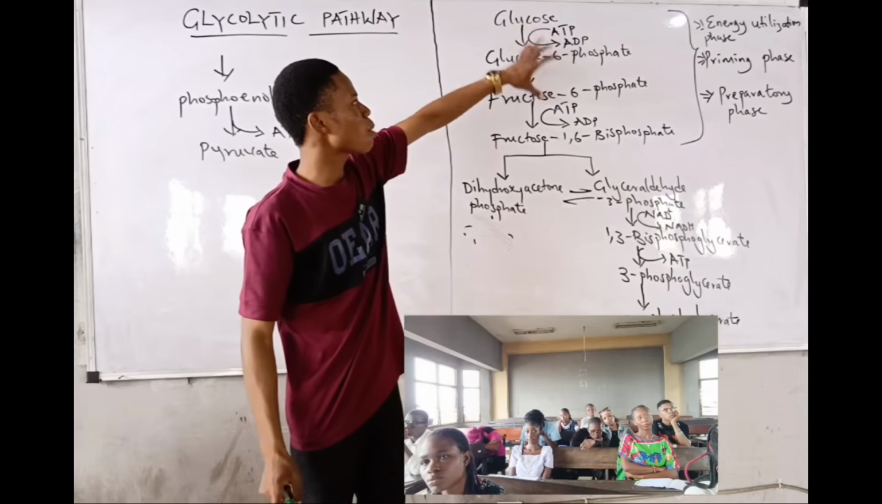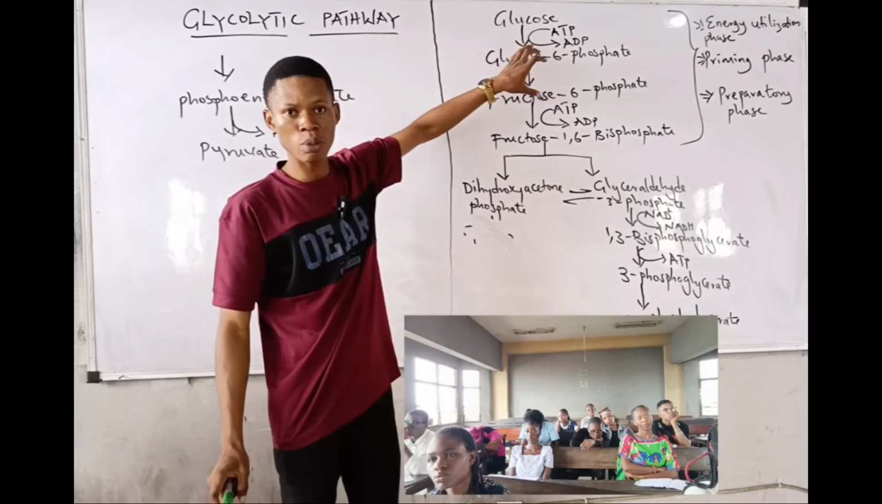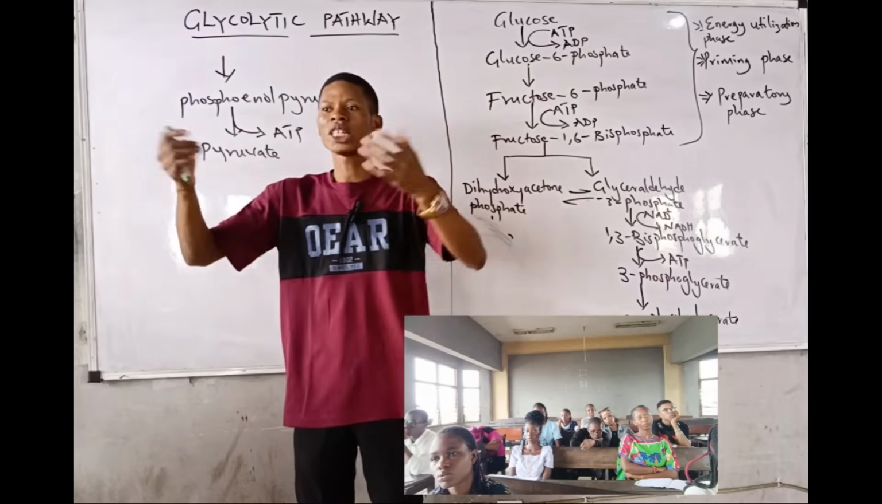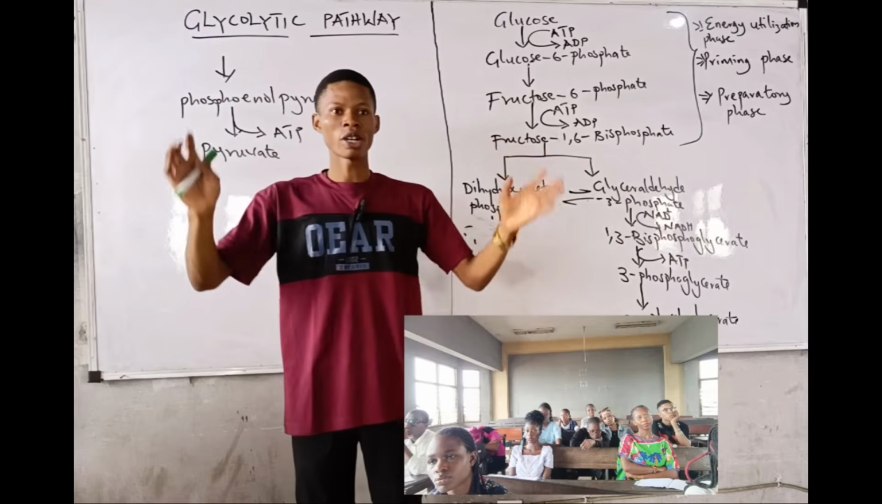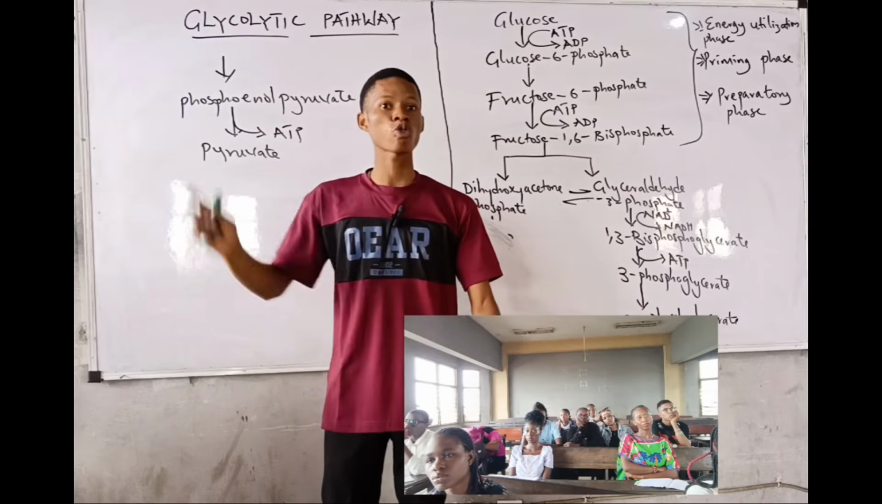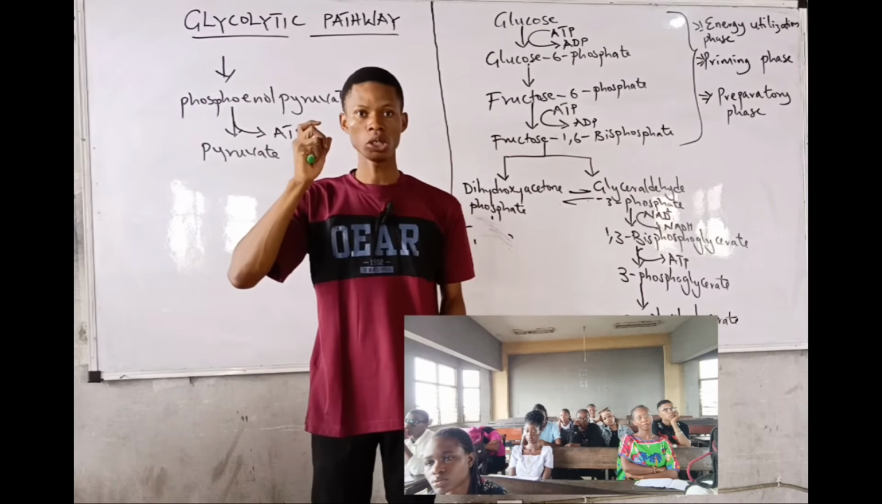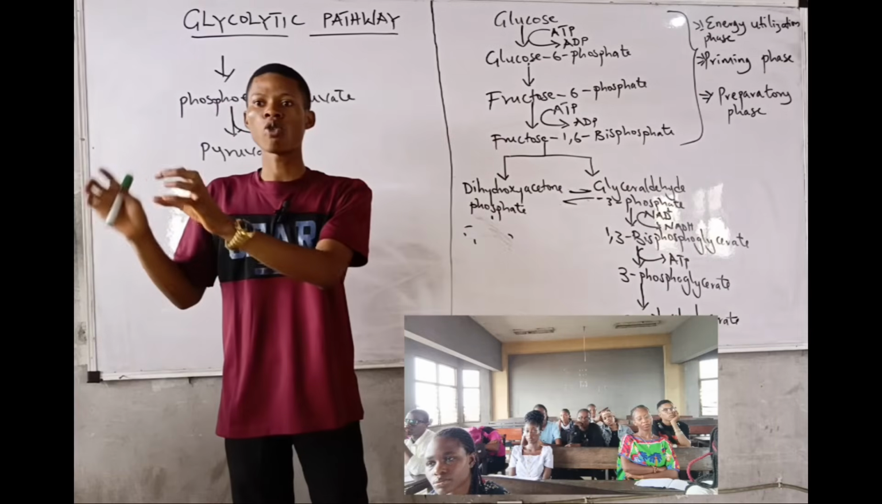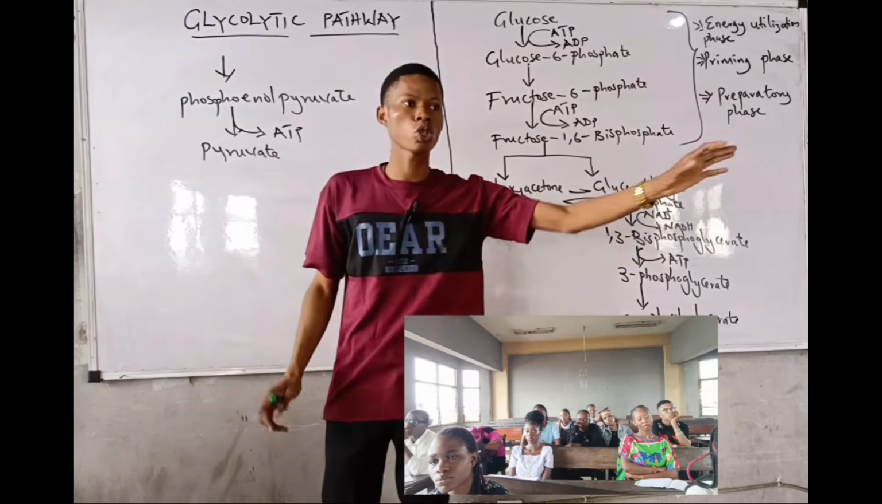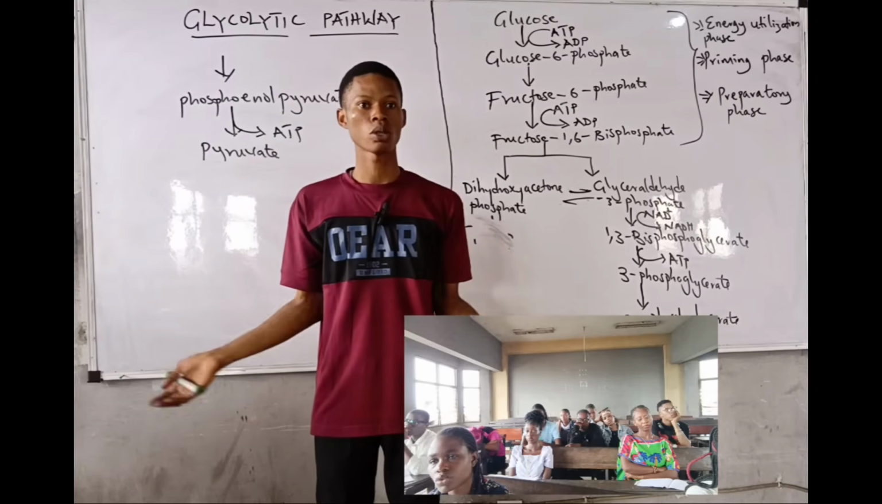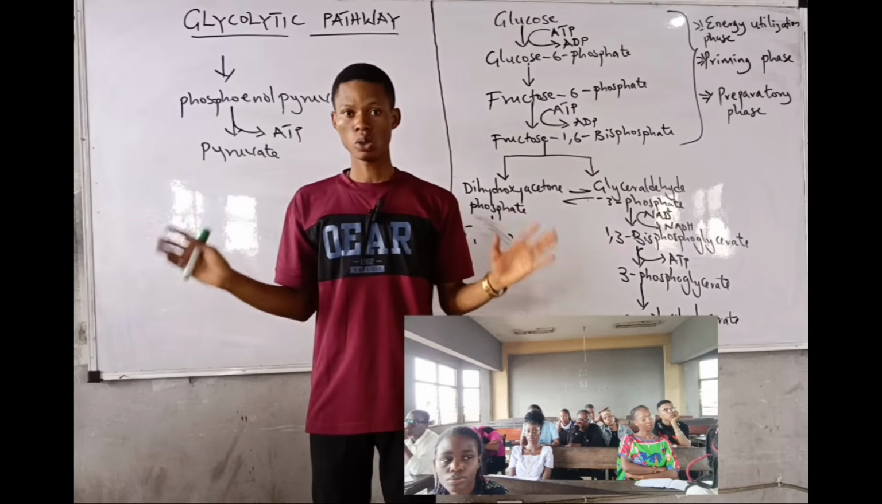Remember, in the priming phase, we used how many ATP? We borrowed 2 ATP from the cell. And overall, now we are producing 4 ATPs. You have to pay back what you borrowed. Do you get it? So we use 2 from the 4 we produced to pay back the 2 we borrowed. So we'll be left with a net ATP of what? Of 2. Do you get that?